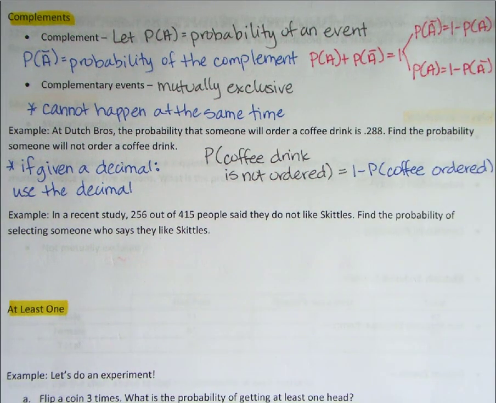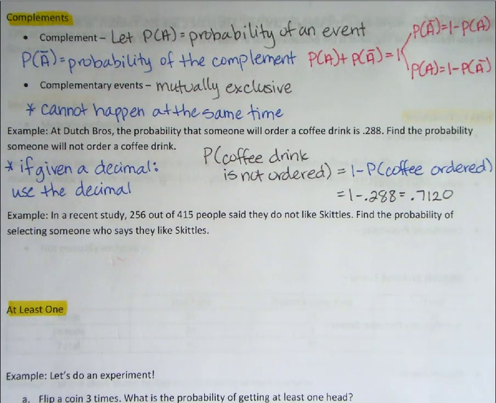We can use complements to figure this out. So the probability that a coffee drink is not ordered is equal to 1 minus the probability that it was ordered. This yields 1 minus 0.288, or 0.7120. Notice that we always add the 0 on the end because our rounding rule for probability is 4 decimals. Even though the value that we would end up with has 3 decimals, we need to tack on the 0 so that our final rounding has the appropriate number of decimal places.